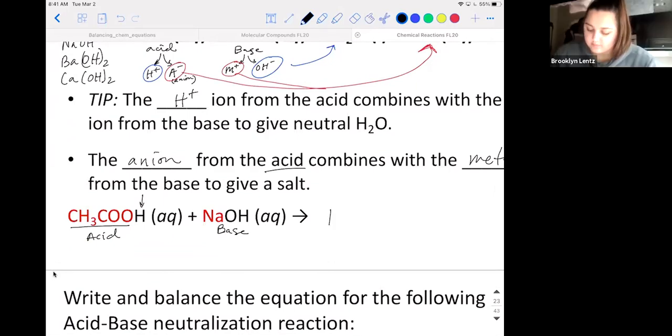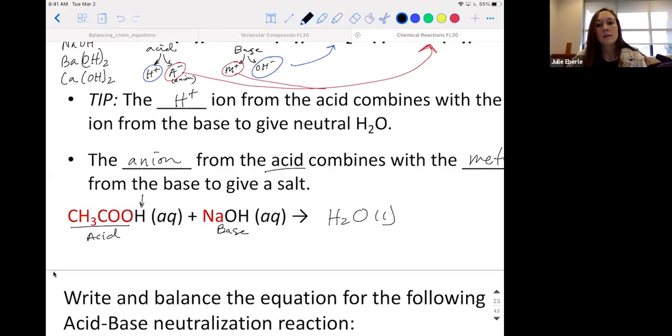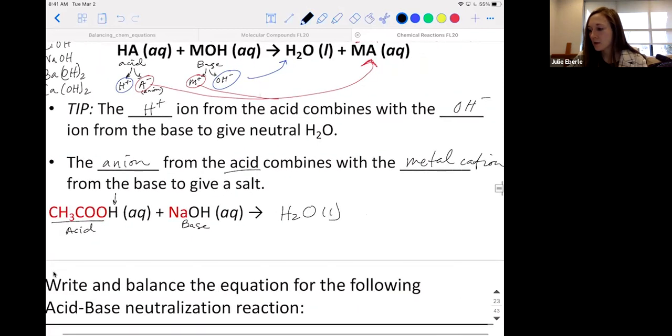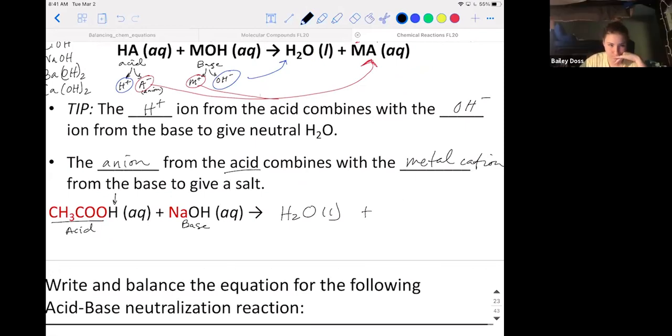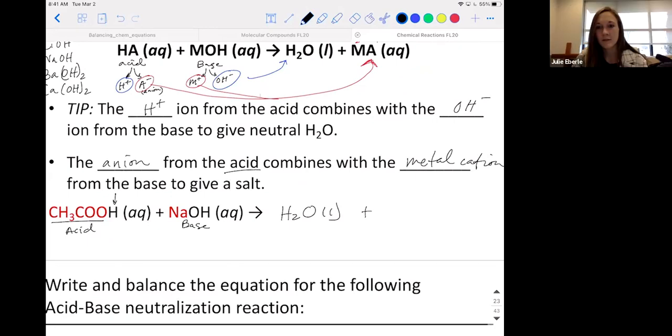H2O. Water. Yep. That's a liquid. What's our other product here? The salt. Can anybody tell me what the name of it is? Surely someone can. I'm going to hold out. No one can tell me what the other product is going to be. I don't believe it. Thank you, Bradley. Sodium acetate.